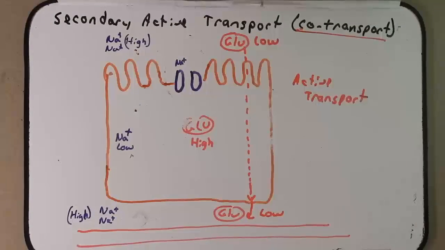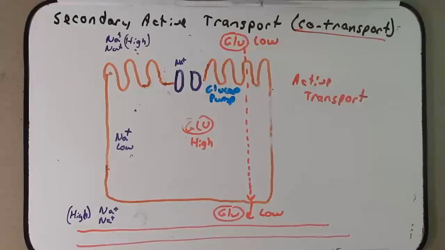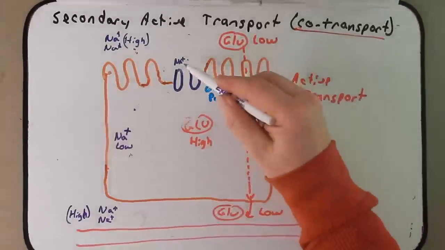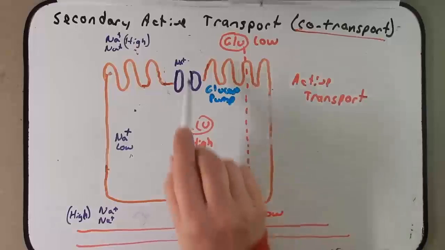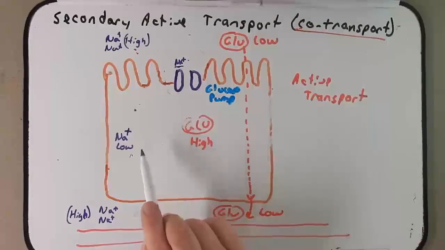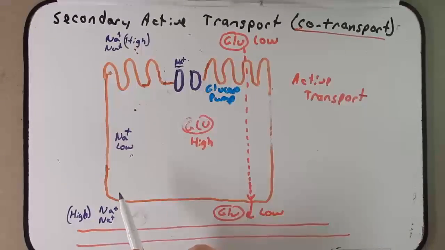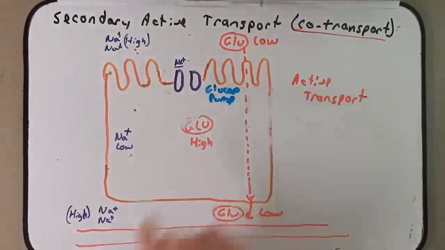In fact, let's go ahead and give it that name here. Because sodium binds here because it's trying to get across this membrane. And remember, being an ion, it can't freely diffuse across it. It needs a protein to move it across. So it binds to this glucose pump.